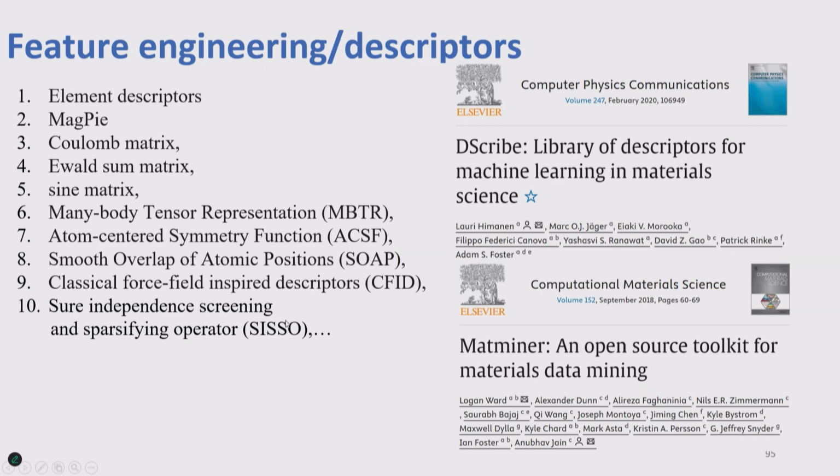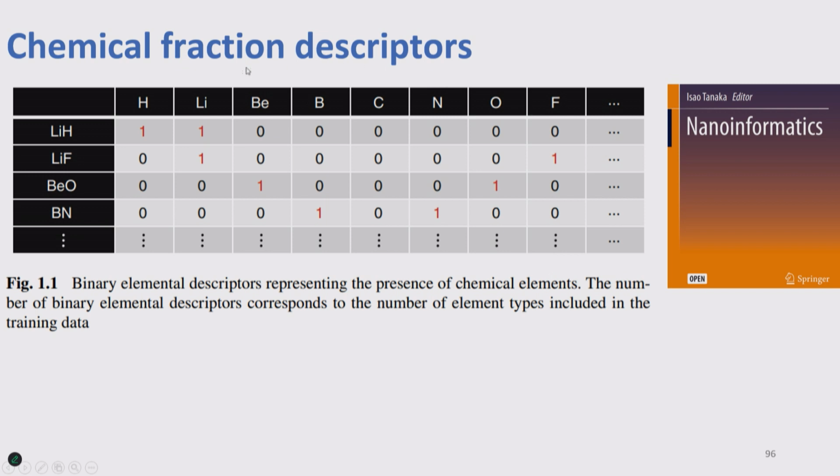We'll touch upon maybe only a few of them. There are libraries like DScribe and MatMiner, which is a collection of all these different fingerprint libraries. One good example is chemical fractions. Suppose you have compounds like lithium hydride, lithium fluoride, beryllium oxide, boron nitride.